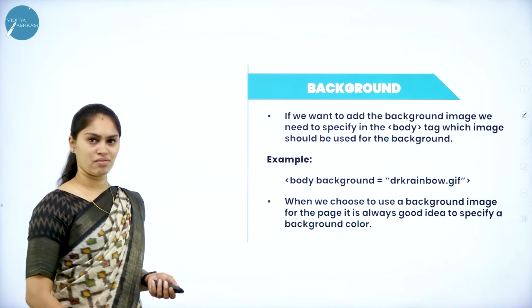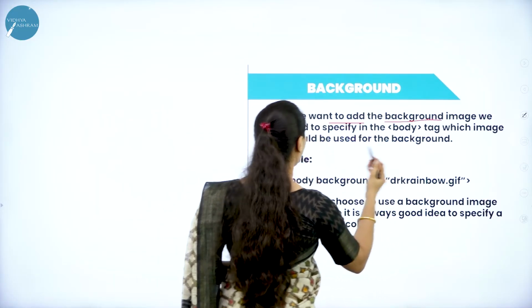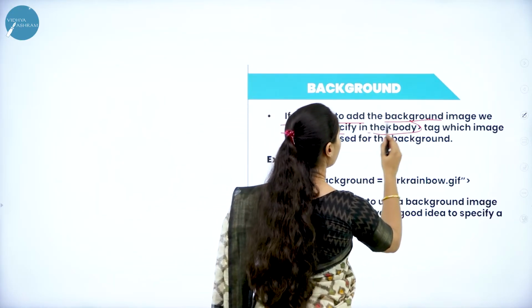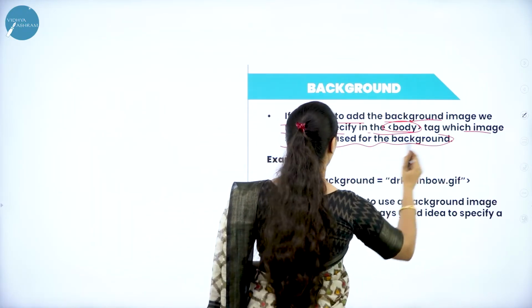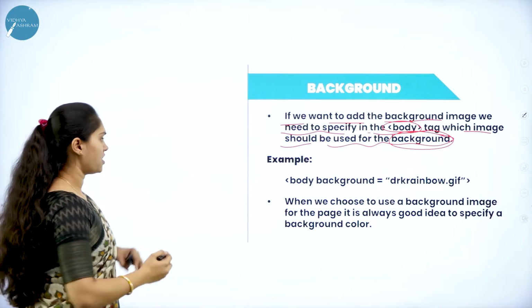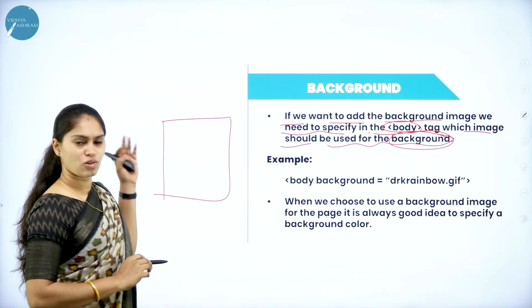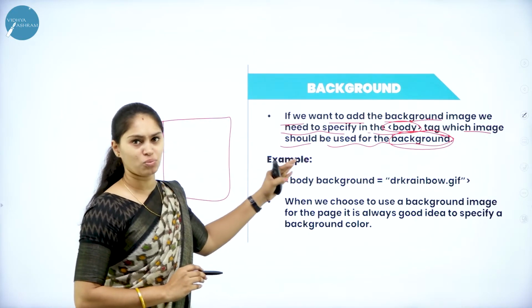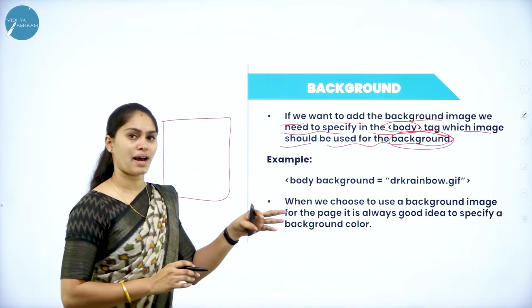So next what we have here is background. If we want to add the background image, we need to specify it in the body tag, in which an image should be used as a background. You can also use an image as a background for the web page. As I told in the example, we had a look at the PU board. There they have used an image as a background, right?